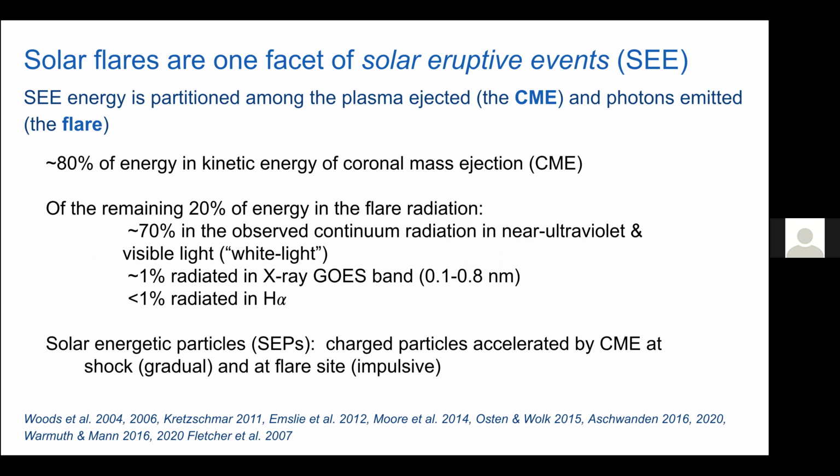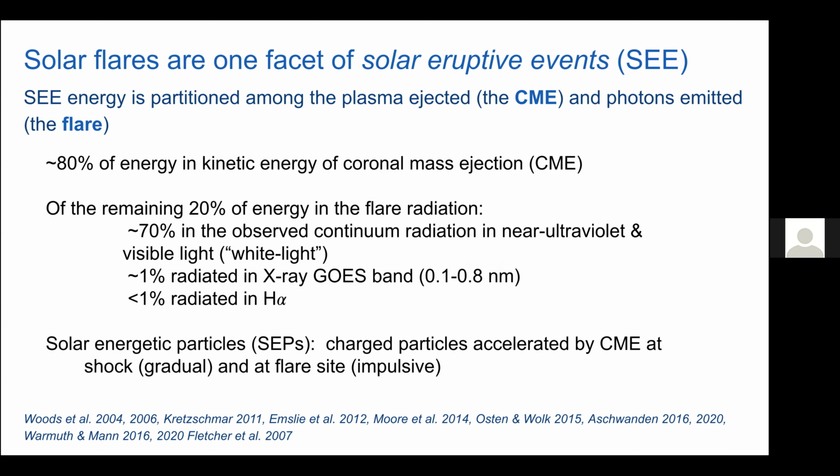Of the remaining 20% that's in the flare, most of the energy is in the continuum radiation and the optical and ultraviolet. So what you would be able to see with your eye if you were able to have the appropriate filter. And only a small fraction is in any given emission line, like H alpha or an emission line in the X-rays.